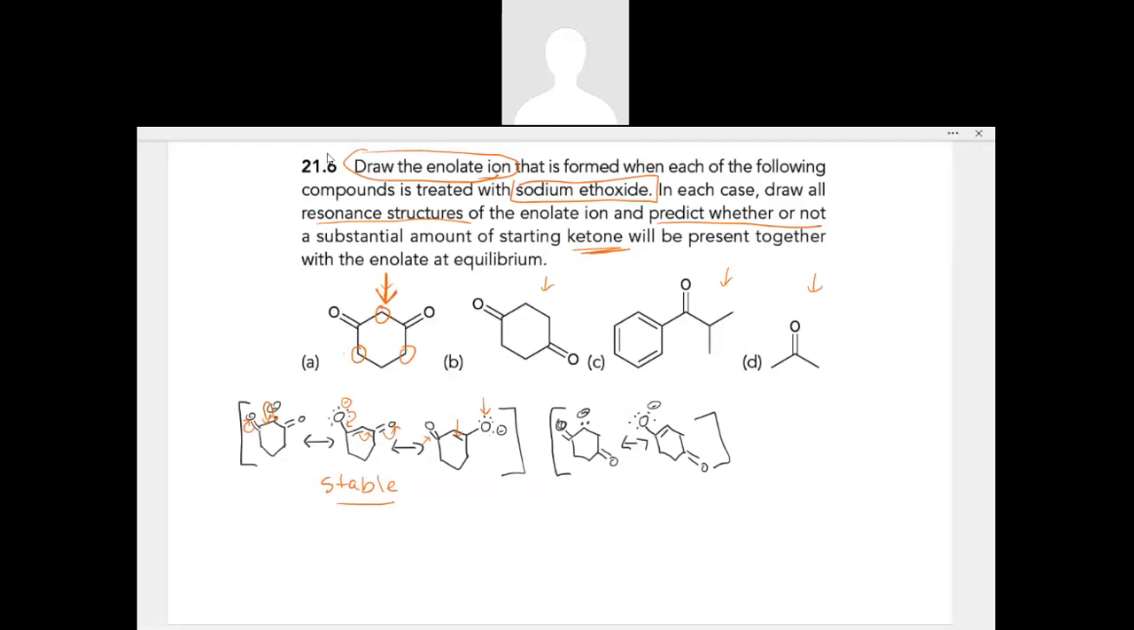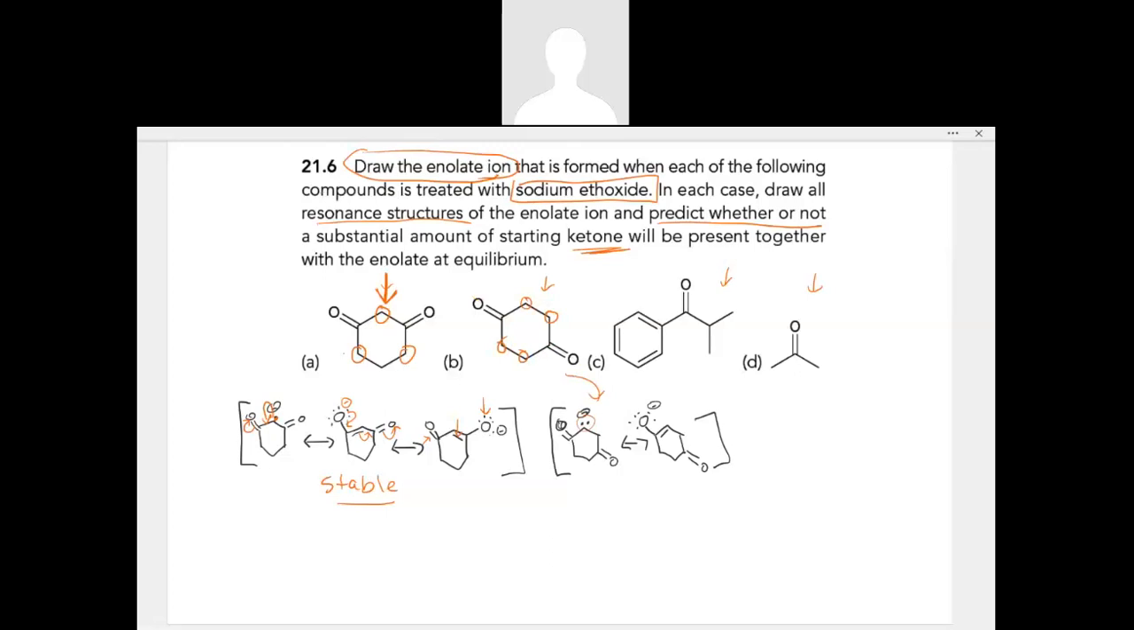All right, let's take a look at part B. So once again, where will we deprotonate? That's always our first question here. We have 4 alpha carbons, and if we look at the symmetry in this molecule, we can see that they're all going to generate the same 2 resonance structures for the enolate ion. So let's take a look at what's drawn down here. We see deprotonation at this site chosen.